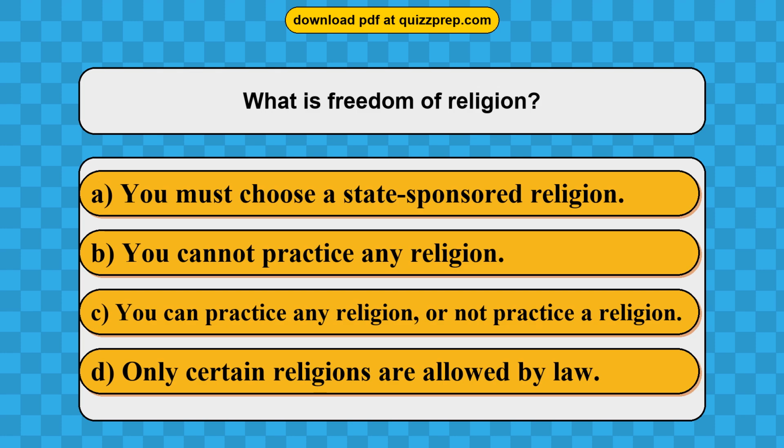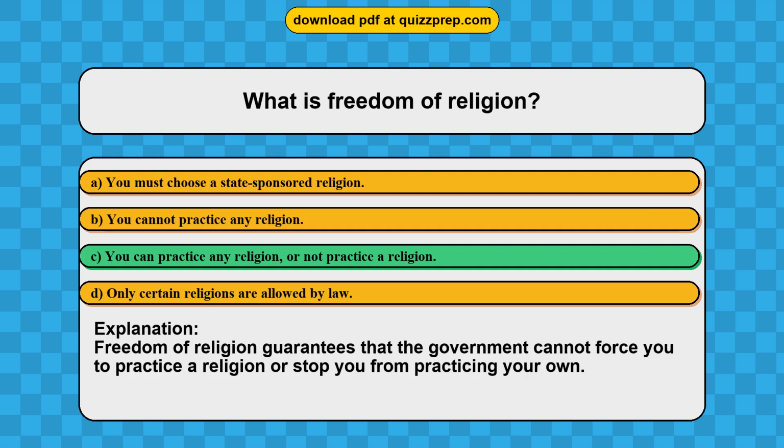Question 98. What is freedom of religion? Option A. You must choose a state-sponsored religion. Option B. You cannot practice any religion. Option C. You can practice any religion, or not practice a religion. Option D. Only certain religions are allowed by law. The correct answer is option C. You can practice any religion, or not practice a religion. Freedom of religion guarantees that the government cannot force you to practice a religion or stop you from practicing your own.